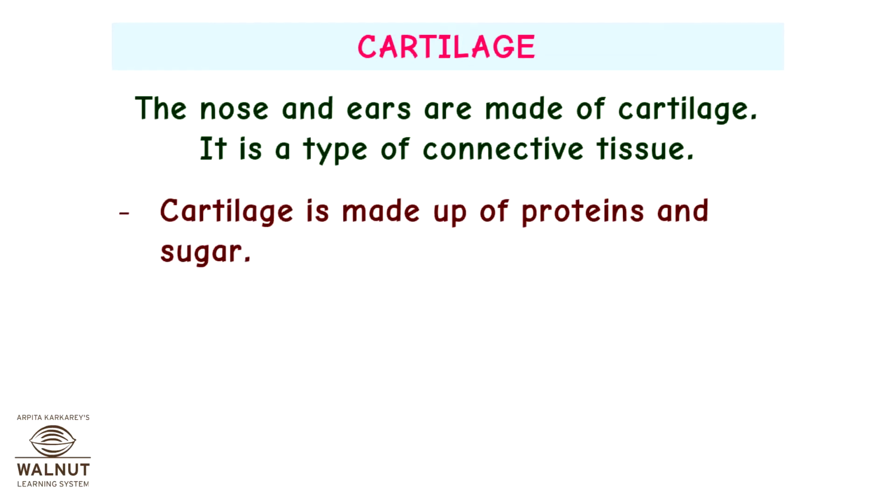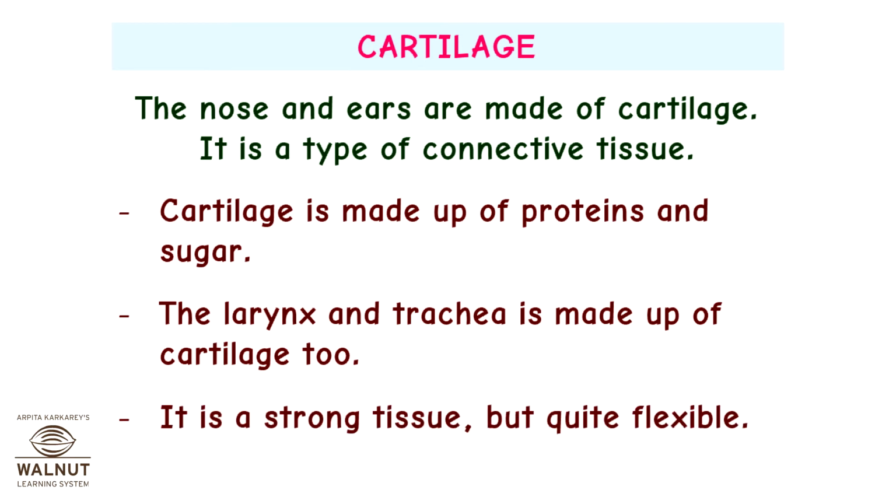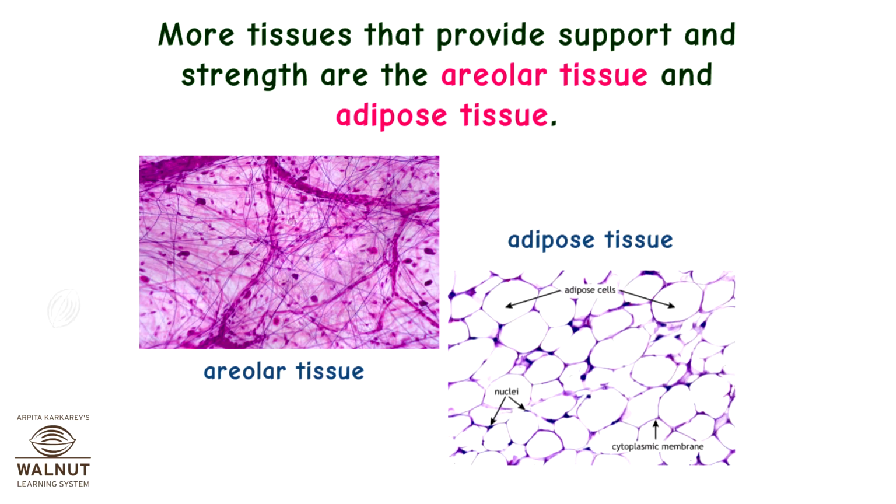Cartilage is made up of proteins and sugar. The larynx and trachea are made up of cartilage too. This is a strong tissue but quite flexible. More tissues that provide support and strength are the areolar tissue and adipose tissue.